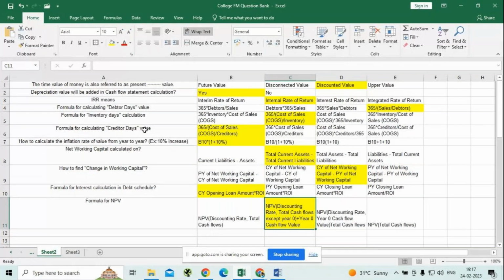Because when you calculate the tax on the EBIT value, you are not supposed to calculate it on the depreciation value. For that reason it is removed over there. So from the tax it is removed, and then it will be added back in the cash flow statement. Is that clear, everyone?